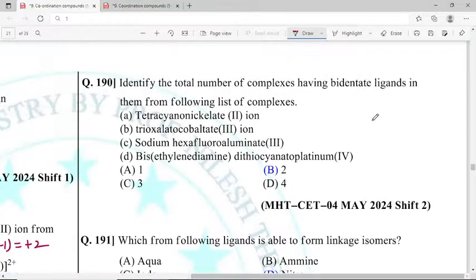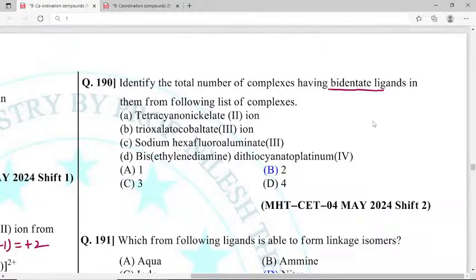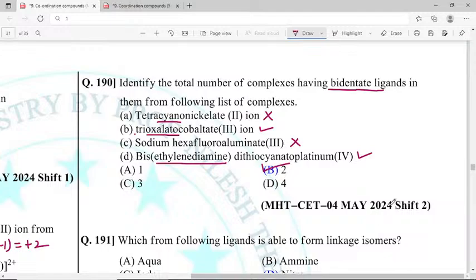Identify the total number of complexes having bidentate ligands from the list. Tetracyano: cyano is not bidentate. Trioxalato: oxalato is bidentate. Sodium hexafluoroaluminate: not bidentate. Bis(ethylenediamine): ethylenediamine is a bidentate ligand. So there are 2 complexes containing bidentate ligands.